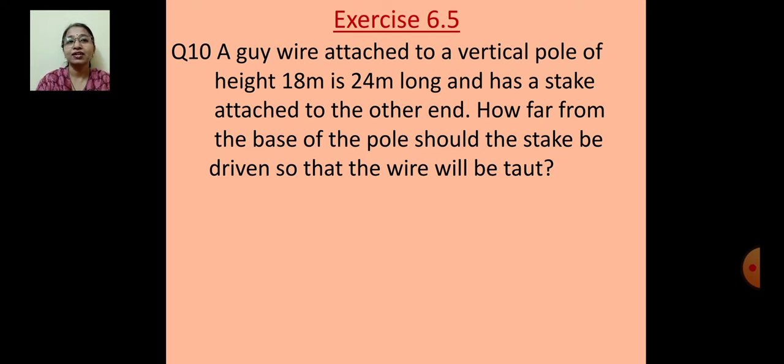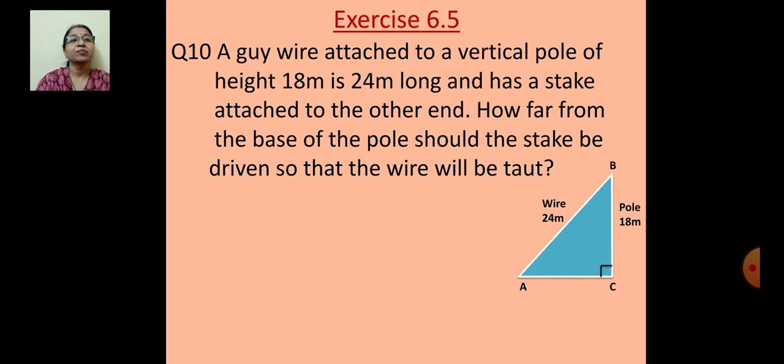which you fix on the ground. So here the vertical pole is of height 18 meter and that wire is of length 24 meter, and you have to find out how far the stake has to be driven so that the wire is straight. Taut means what? It has no slack in it. It is straight. So draw the diagram.